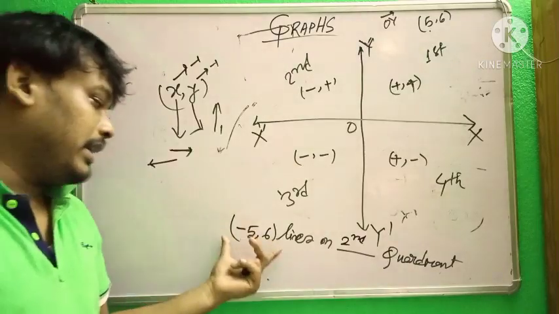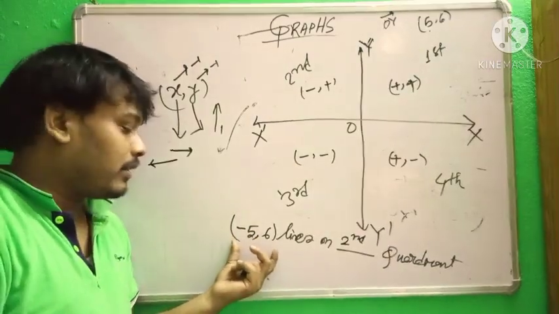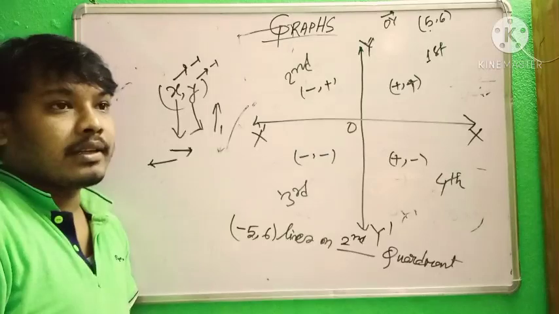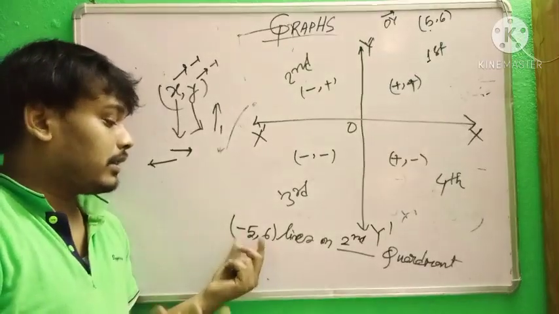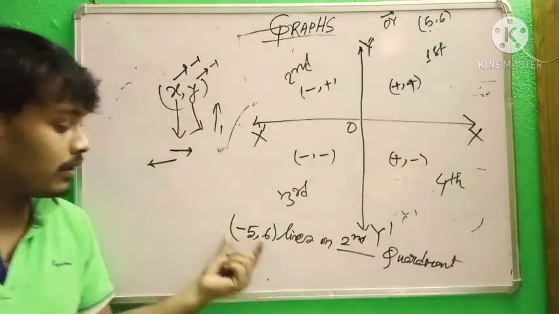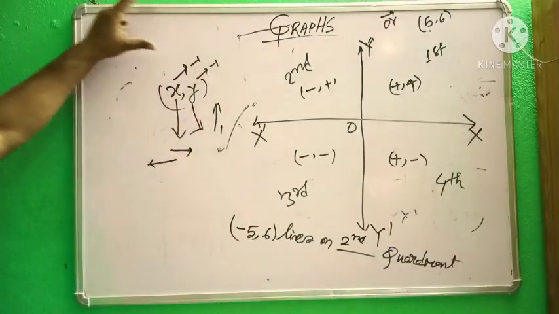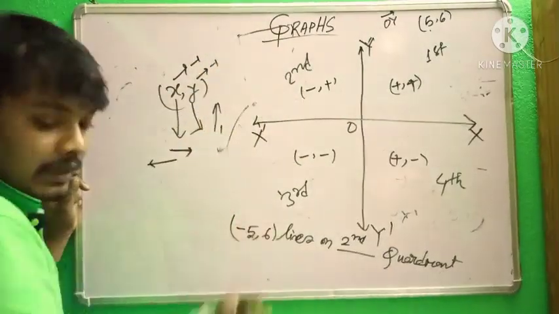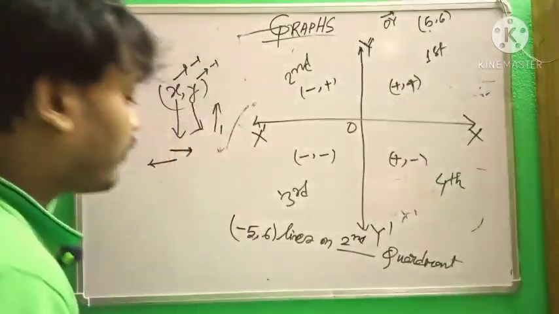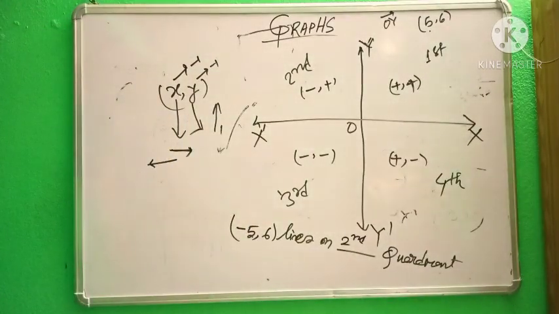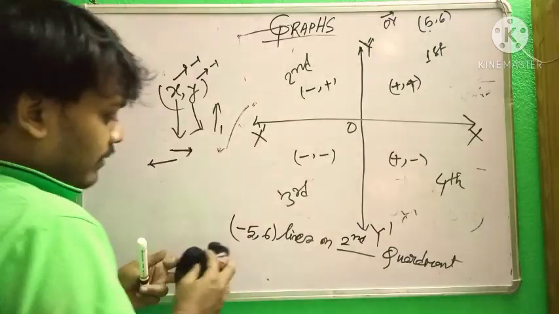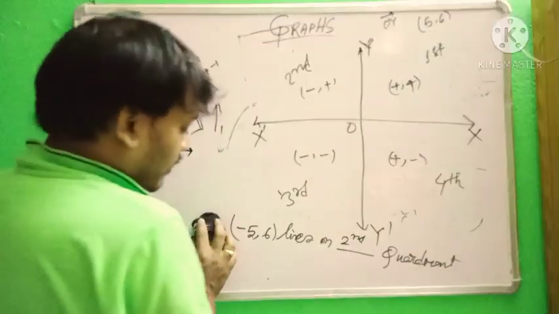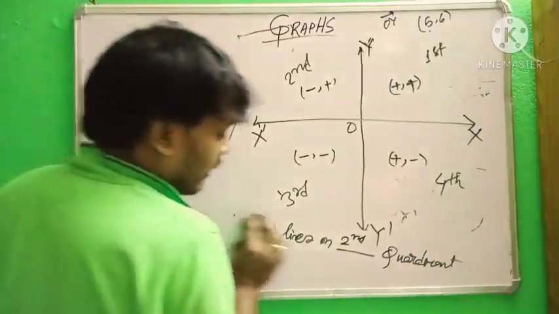So if any point is given in the question, then you can easily find which quadrant the point lies in. So I think there is no problem in defining the position of any coordinate or any point. So it is clear.